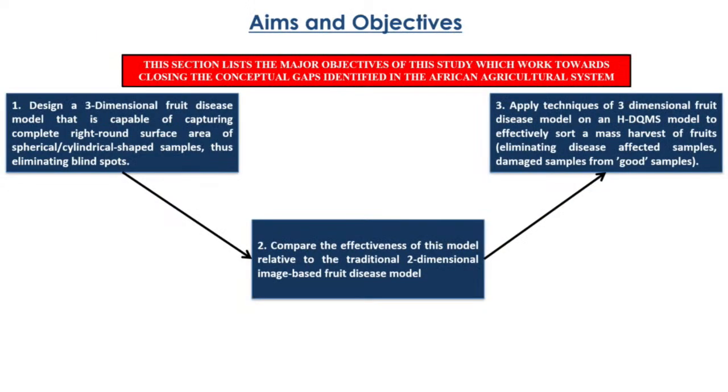So the objectives of the study in solving the identified challenges, the first one was to design a three-dimensional fruit disease model. This model is not susceptible to blind spots and can take the right round image of either a spherical or cylindrical fruit, such that the classification is based on the full image rather than just a small section.